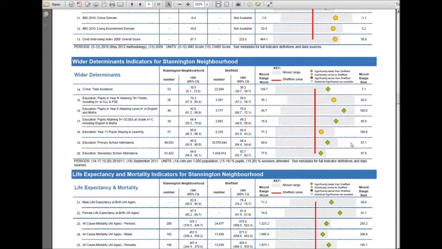If we scroll down now, you can see we've also got a look at other wider determinants of health. So we've got things like the crime rate, which you can see for Stannington is that green diamond, so it's statistically significantly better than for the rest of Sheffield. And looking at the grey range there, Stannington's crime rate is one of the lowest in Sheffield. Some other wider determinants there like school attendance.